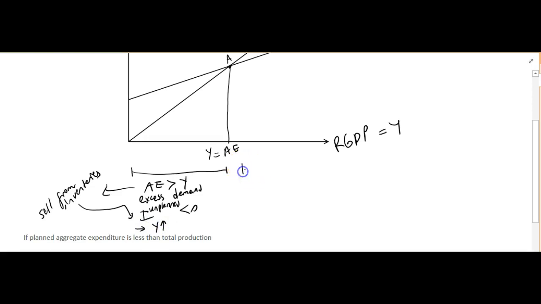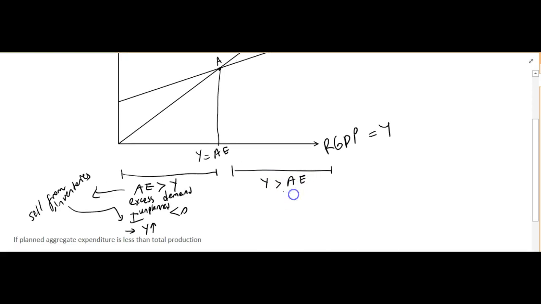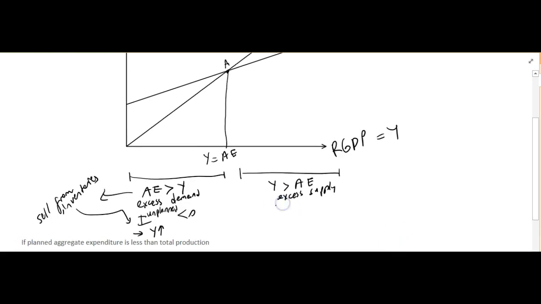On the other hand, if we are to the right of the equilibrium point, where real GDP is higher than aggregate planned expenditure, you could say this is like an excess supply in the economy. So what's happening? There is too much production, not enough demand. So what's going to happen? Companies are not going to throw them into the ocean. They're going to add those overproduced goods into their inventory. So there is going to be an unplanned increase in inventory spending.